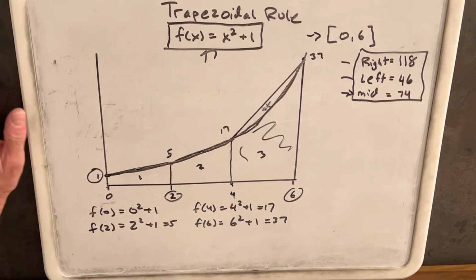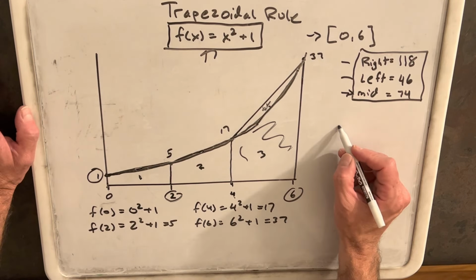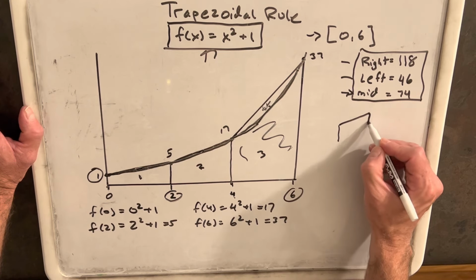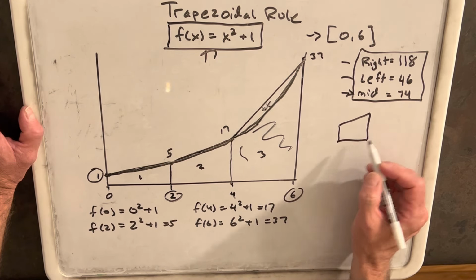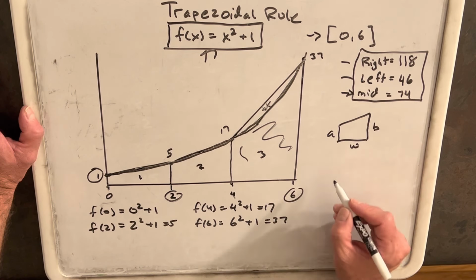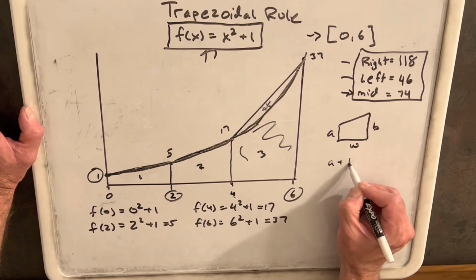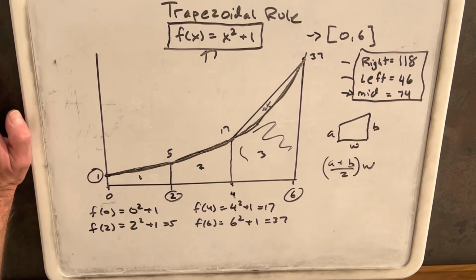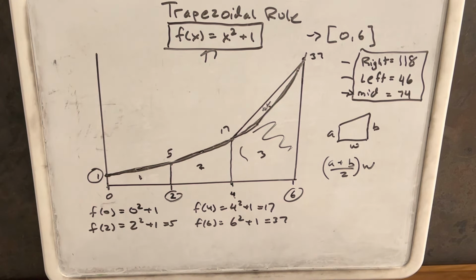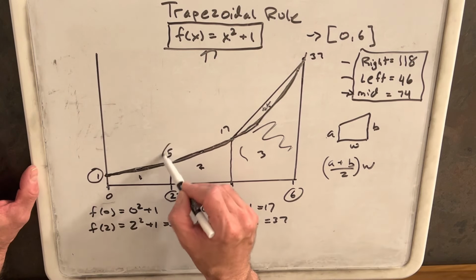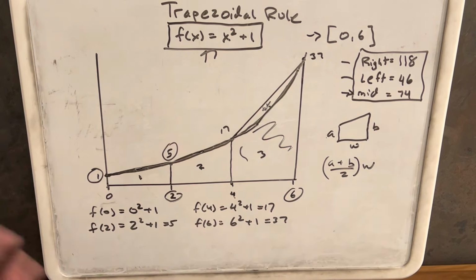Now, when you have a trapezoid, all of our trapezoids look kind of like this. If this is A and this is B, and this is our width, then the area is just A plus B over 2, the average of the heights, times the width. That's how we'll find the area of each of these trapezoids. We have the A and B heights, which we just found, so let's go through and calculate each area.